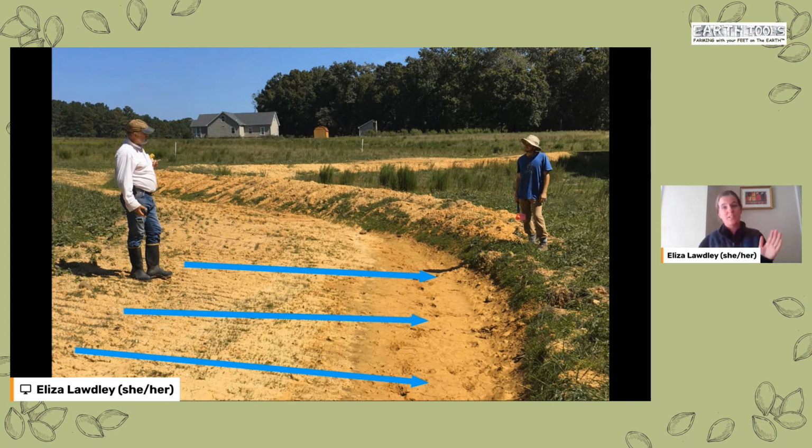So these swales and berms are meant to catch water that is moving across this pasture, keep them high in the landscape, and then allow water to slowly sink in and infiltrate.